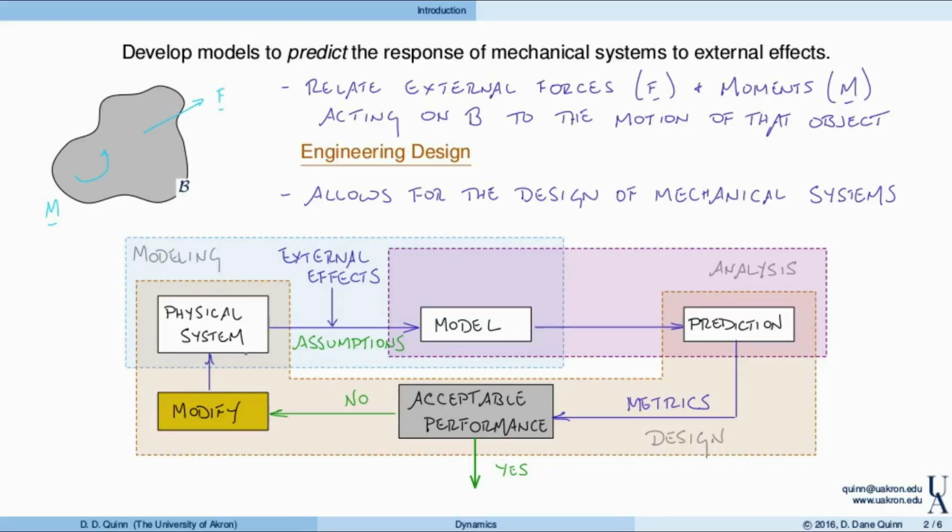This class, Dynamics, primarily fits into this blue box, modeling. And we'll get into a little bit of analysis and predicting the response of the system, but not quite all in. Typically, the equations that we derive from the modeling are differential equations. And here in this class, we won't focus on the solution to those differential equations, but we will ask some questions about things like acceleration, maybe forces, and that sort of thing. So we'll do a little bit of analysis in this class.